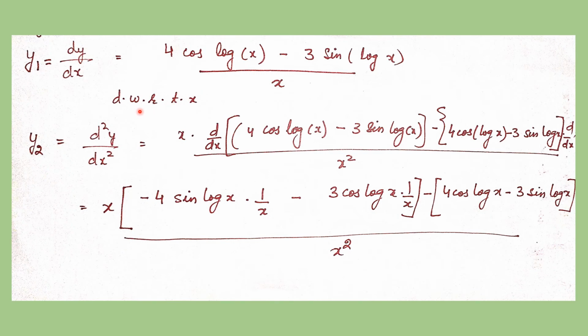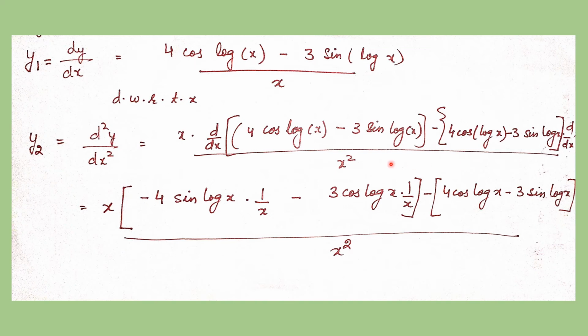Now differentiate with respect to x again for the second order derivative, which is termed as y2 in this question. So you will get y2, which is equal to d square y upon dx square. Here you will be applying the u by v formula: x square, the denominator squared, in the denominator. In the numerator you will get the denominator x as it is multiplied by the derivative of the numerator, which is d by dx of 4 cos log x minus 3 sine log x, minus the numerator as it is, 4 cos log x minus 3 sine log x, multiplied by the derivative of the denominator, which is d by dx of x.